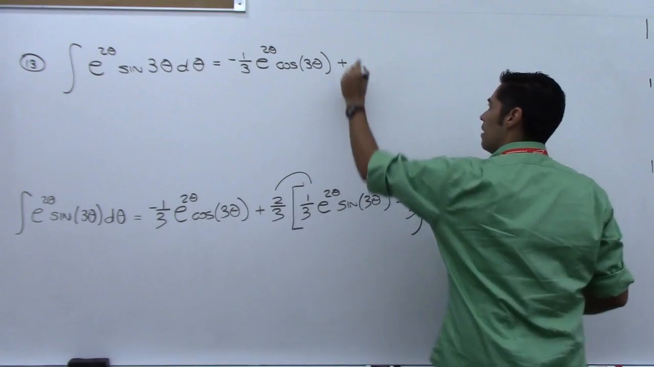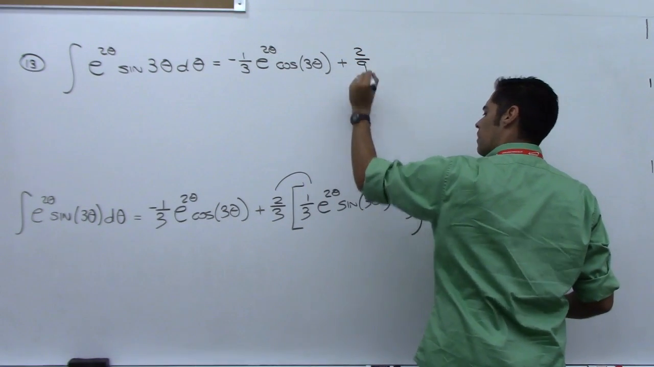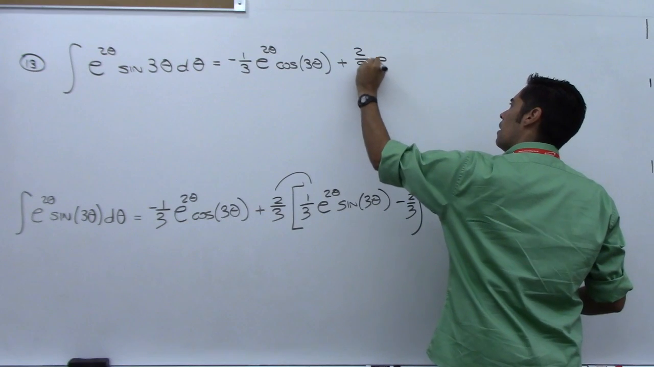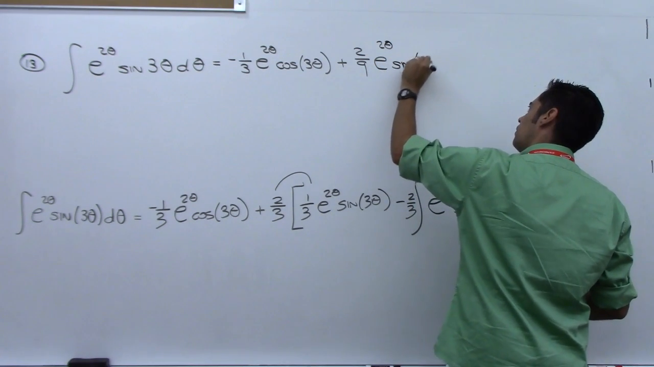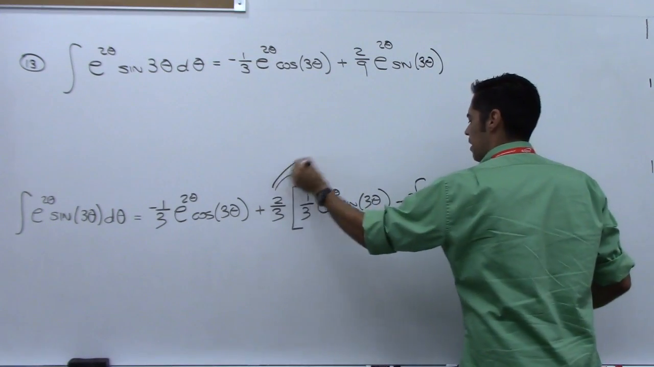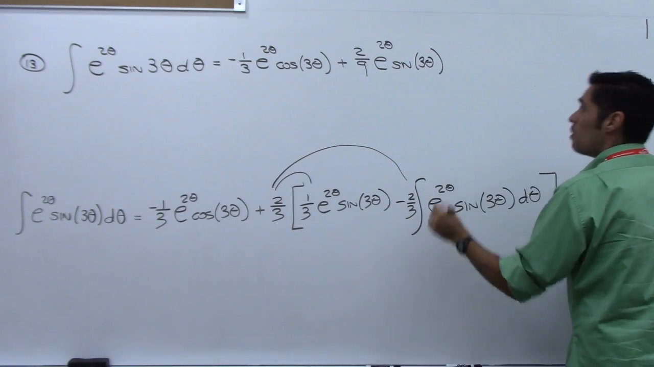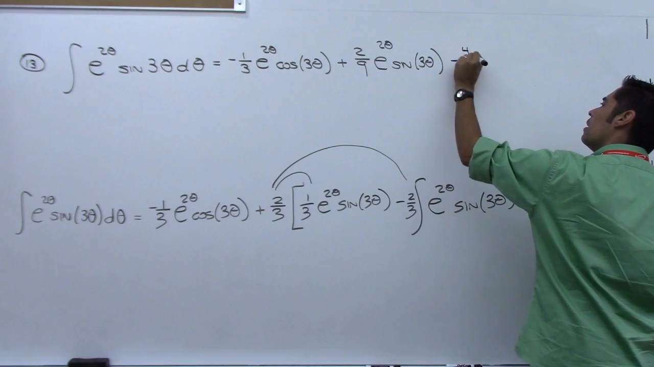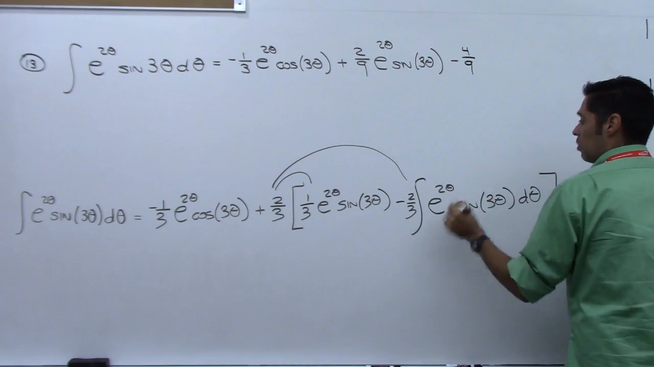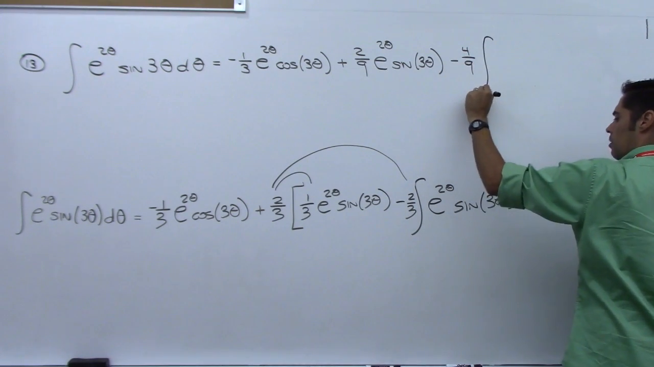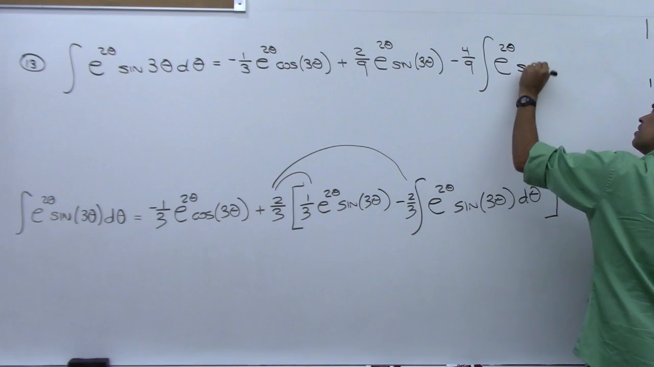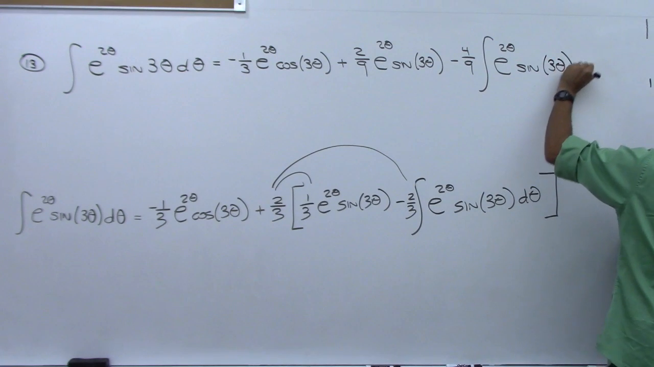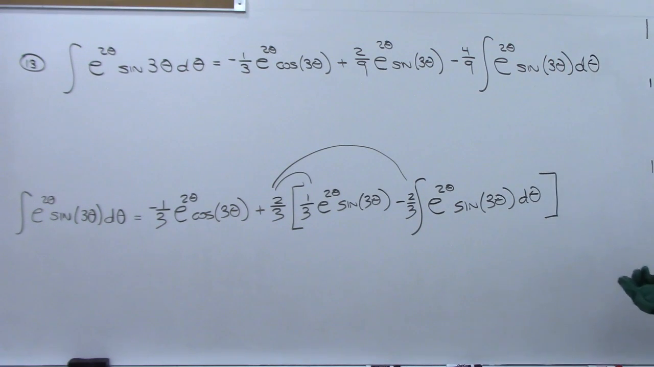That's going to be 2/9, and then this expression, e to the 2 theta sine 3 theta, and then this times this, negative 4/9, and then this integral. Integral e to the 2 theta sine 3 theta d theta. All right, so that's what we get when we distribute through.